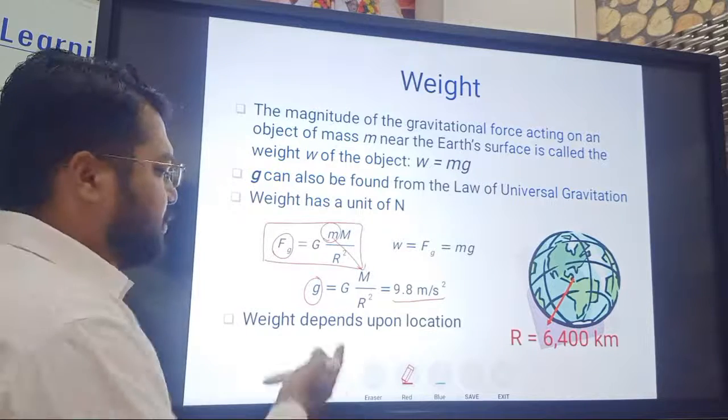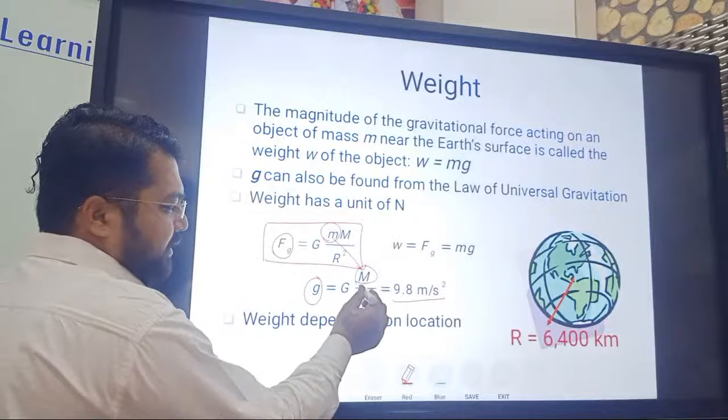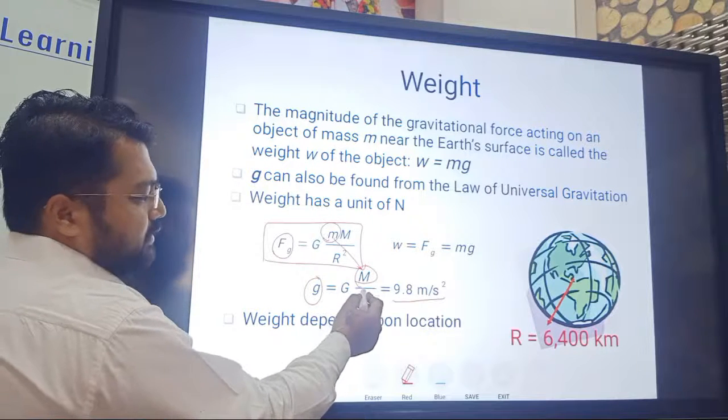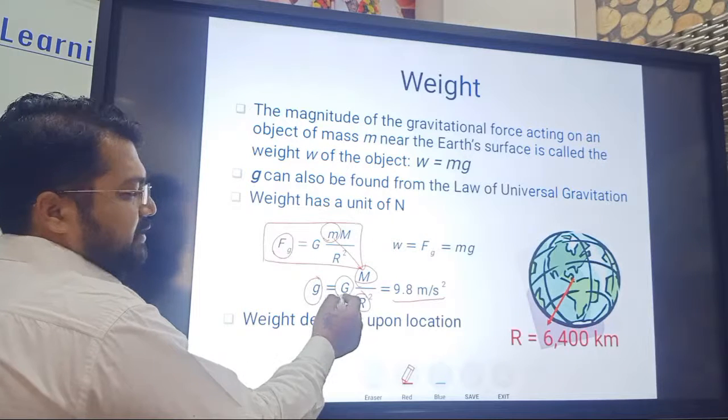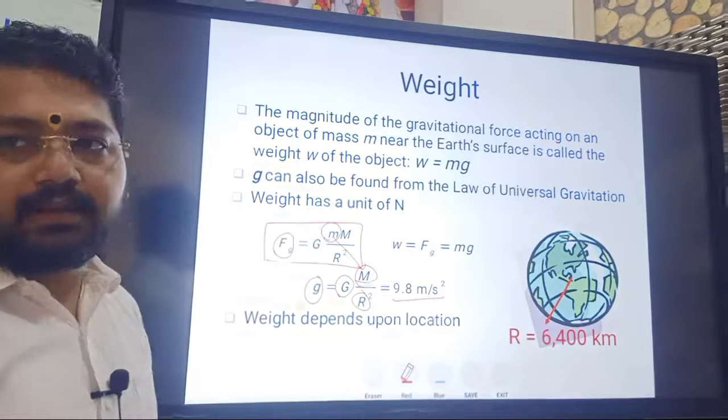So that's why we have neglected that, and by putting the value of mass of Earth, radius of Earth, and universal gravitational constant, you will get the answer 9.8 meter per second square.